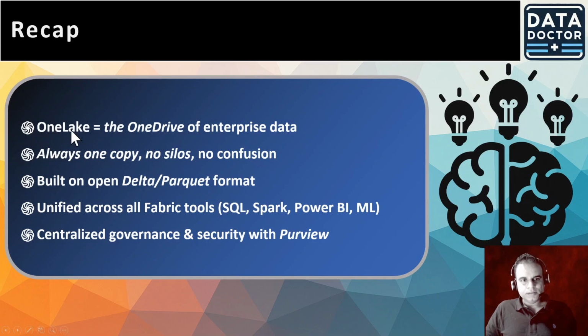With that, we wrap up the theoretical part of our talk today. What we learned is that OneLake is kind of a OneDrive for enterprise data, and it has always one copy, no silos, and therefore no confusion. It is built on Delta Parquet format, and it is unified across all Fabric tools, for example SQL, Spark, Power BI, and machine learning. We are able to provide central governance and security through Purview. And these are the core concepts of OneLake. I hope you liked it.